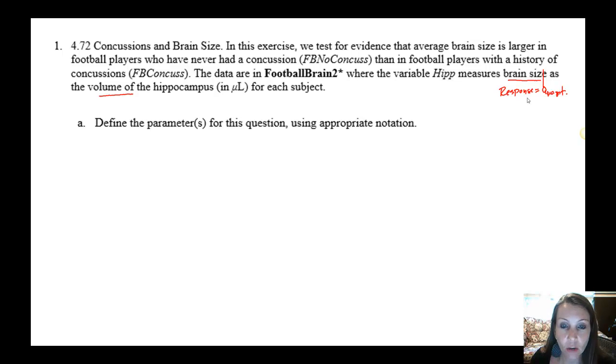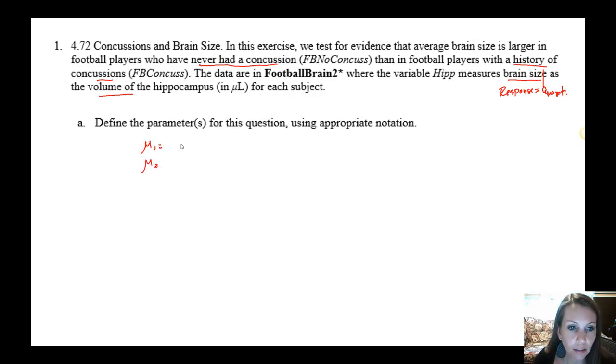Then we look at, are we comparing one group or two groups? In this case, we are comparing people who never had a concussion with football players with a history of concussions. So we have two groups that we're comparing, and we're comparing means because the response variable was quantitative. So that means that we have two parameters, two population means for this problem. So I'm going to call mine mu1 and mu2.